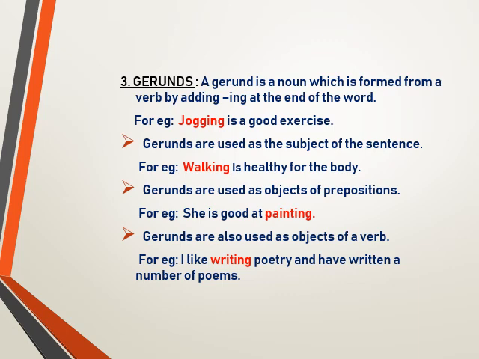It can act as an object following a verb. For example, I like writing poetry and have written a number of poems. Here, writing is followed after a verb like. So children, I hope you have understood the kinds of non-finites and its use in the sentences.